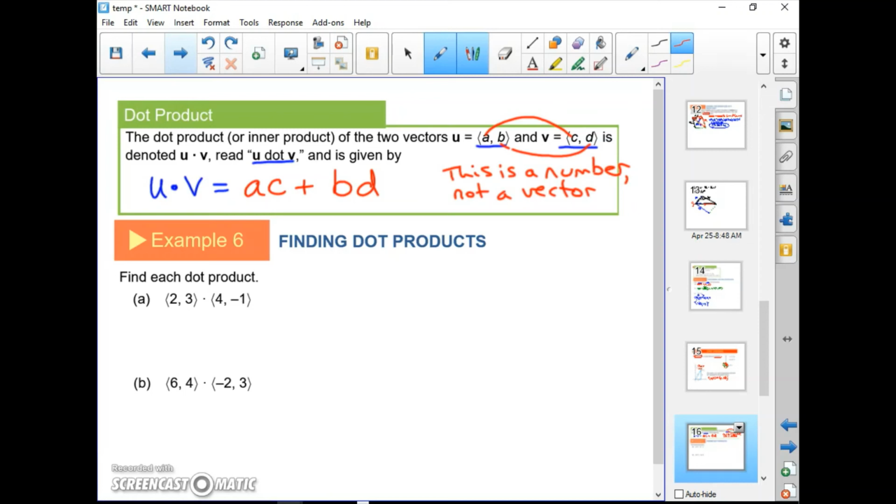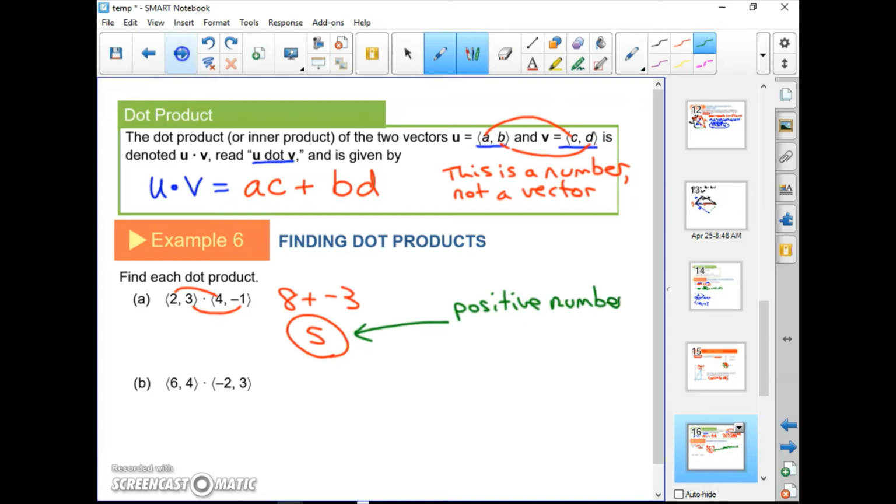So example 6a, we're going to find this dot product. Really all we have to do is multiply these two. That's 8. And multiply these two. That's negative 3. So 8 plus negative 3 is 5. That's it. That's the dot product. Now what that tells me, we'll go more into it later maybe, but when that number is positive, it tells me that it's an acute angle in between the two vectors.